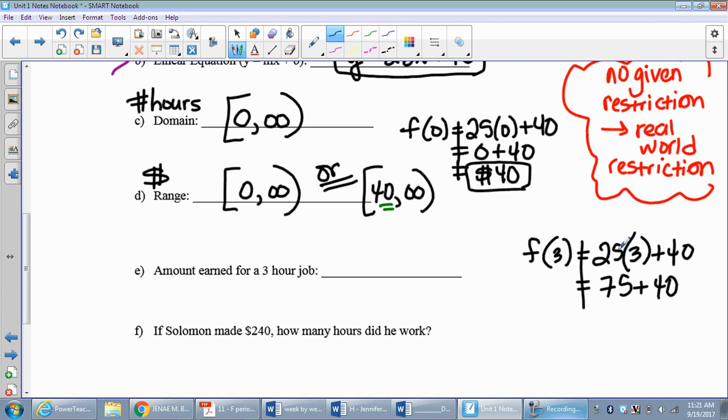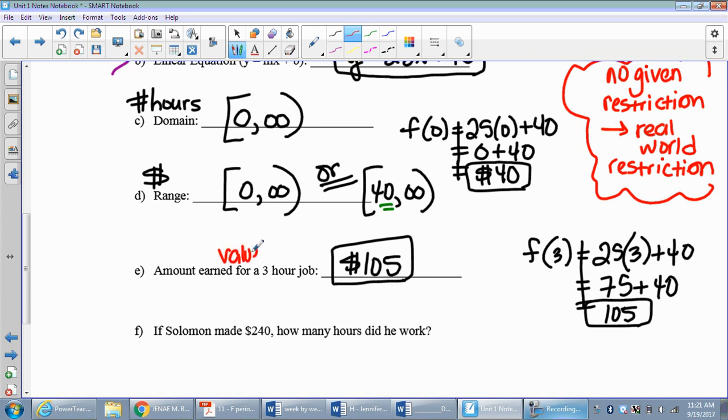And I get 105. So it will cost $105 for that 3-hour job. And let's make this clear. This was a value, an X value.